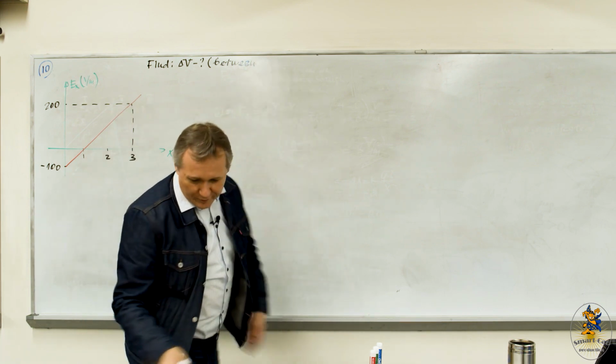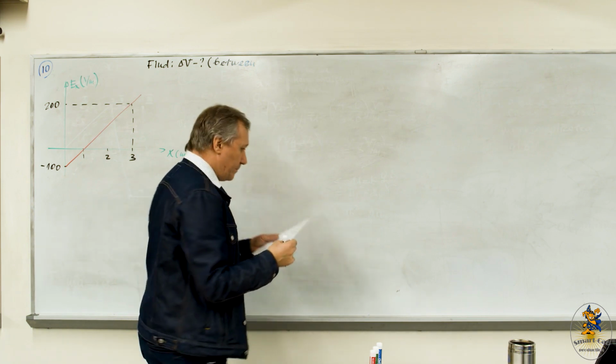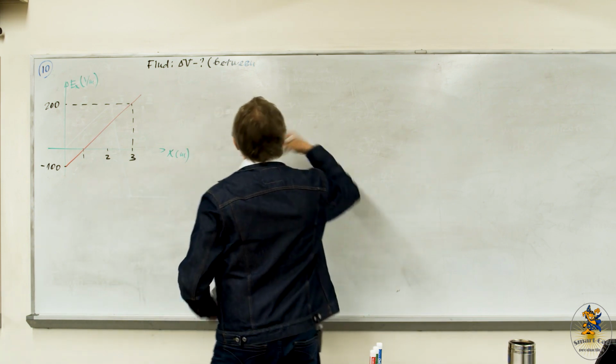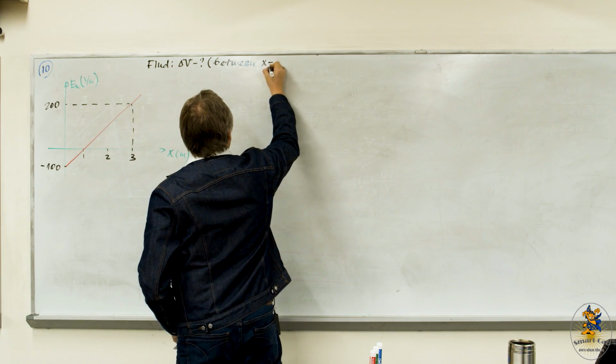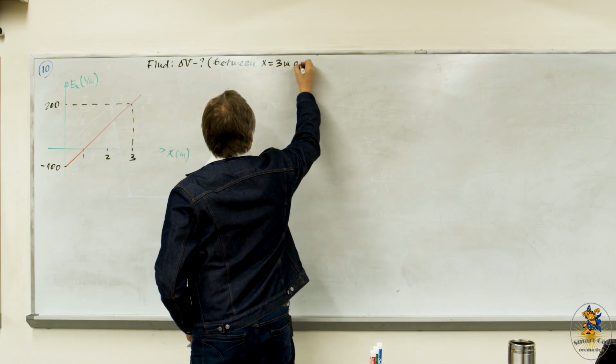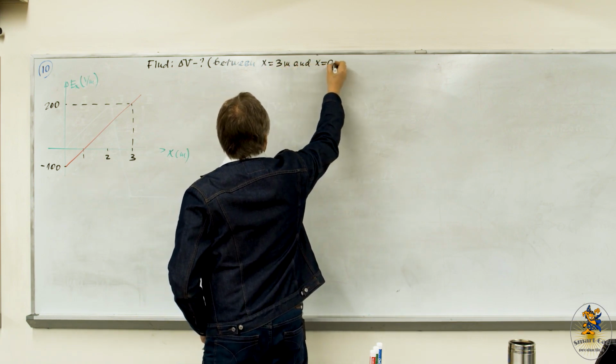Actually, which way did I write it? That is between x equals 3 and x equals 0.